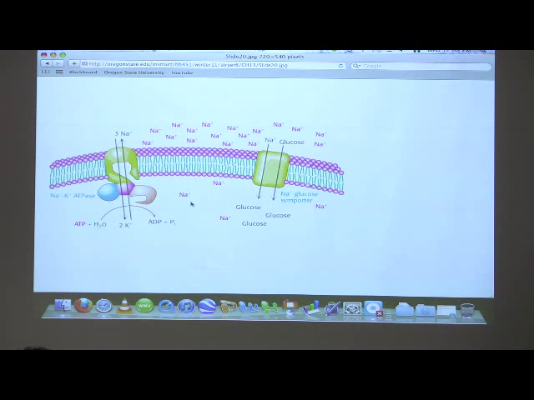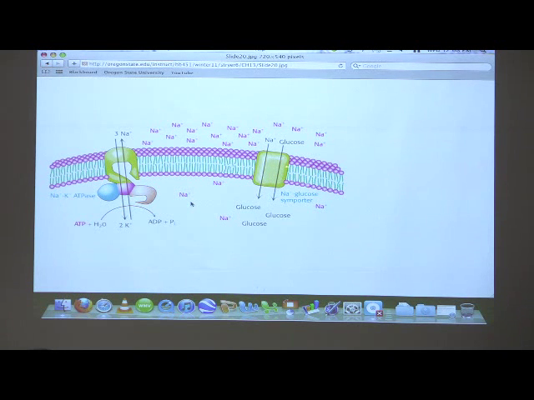Is GLUT a sodium glucose symporter? No, it's not. GLUTs are not. So there are many different transporters of different molecules, but there's not a sodium glucose transporter.